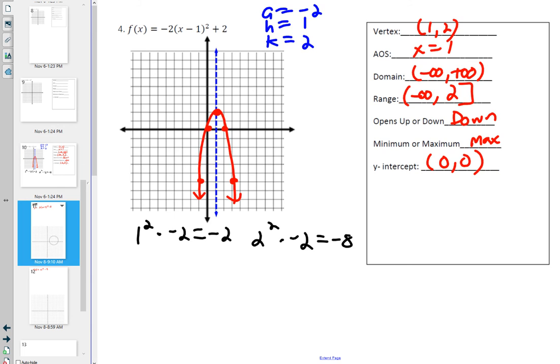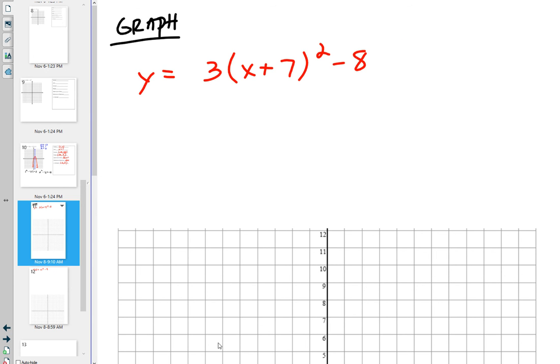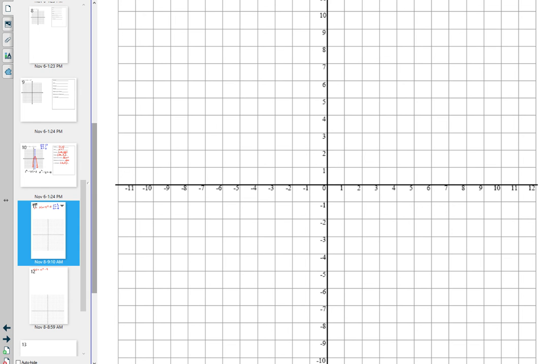Okay, let's try to get 2 more done before we leave. All right, here we go. Here's another. Let's just graph these. This is in vertex form. What's A here? Sean, A? It is. What's H? -7. Change the sign. K is -8. So I can go draw my axis of symmetry over -7. And the vertex is going to be at -7. It's going to be right on top of that line, but at -8.